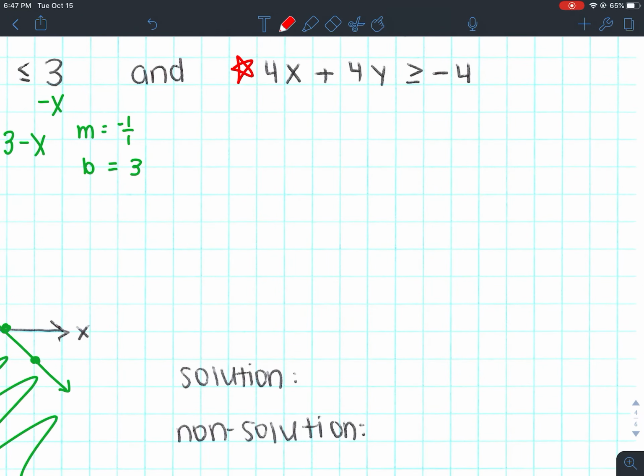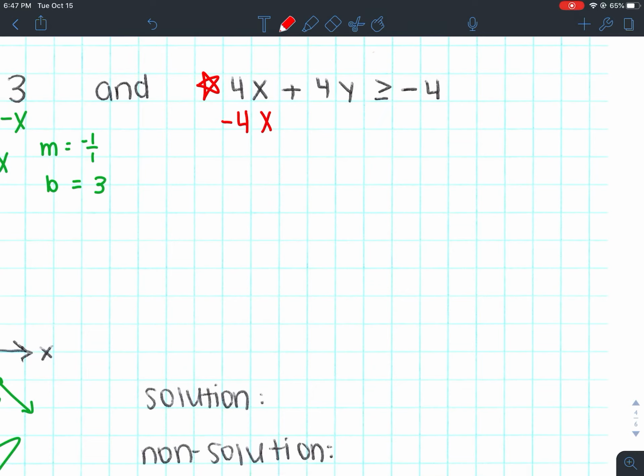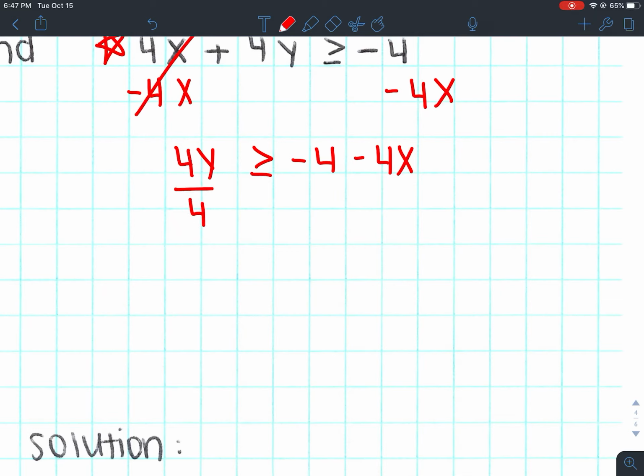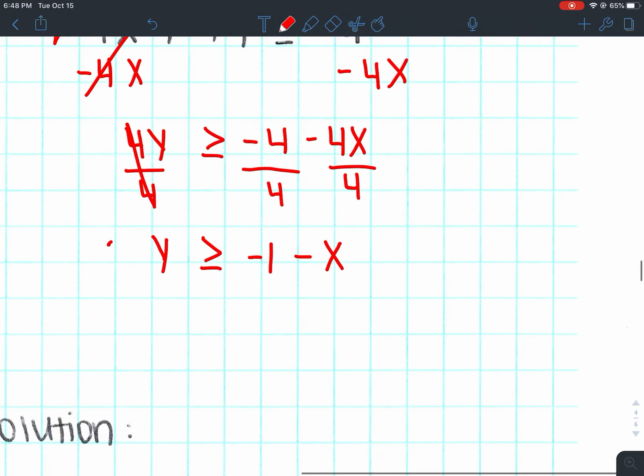All right, on this next one, I'll do this in red. I'm going to get y by itself, so subtract 4x on both sides. 4y is greater than or equal to negative 4 minus 4x. And then I'm going to divide everything by positive 4. Because I'm dividing by a positive number, I do not need to flip my inequality sign here. So y is greater than or equal to negative 1, because negative 4 divided by 4 is negative 1. And then negative 4x divided by 4 is negative 1x, or just negative x.